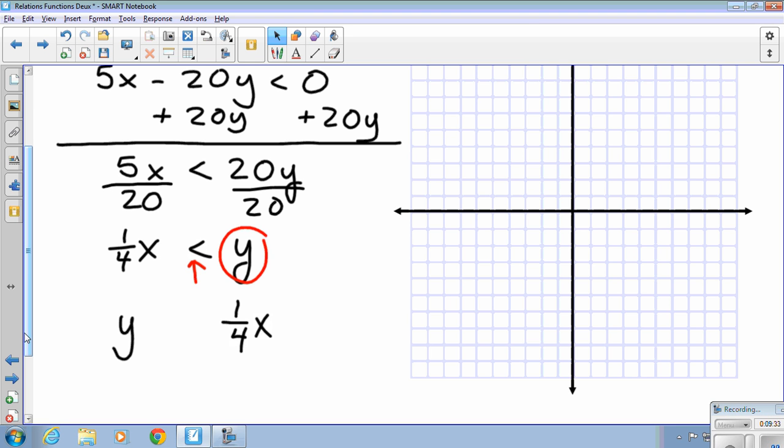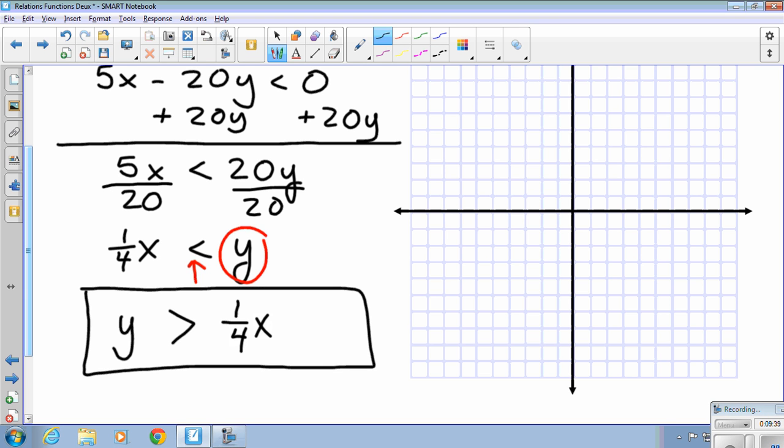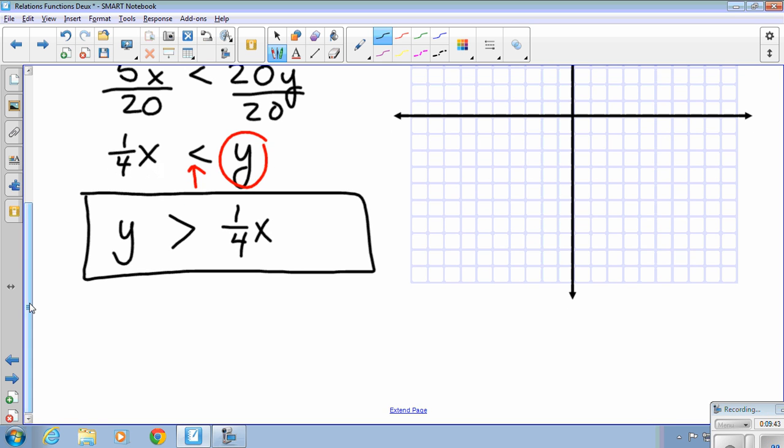So when I rewrite it, I need to make sure that my sign still represents that. So my inequality now becomes y is greater than 1/4 x. Now again, this is slope-intercept form, y equals mx plus b. So my slope is 1/4, and out the back, I could say plus 0. So my y-intercept, in this case, is 0, 0.